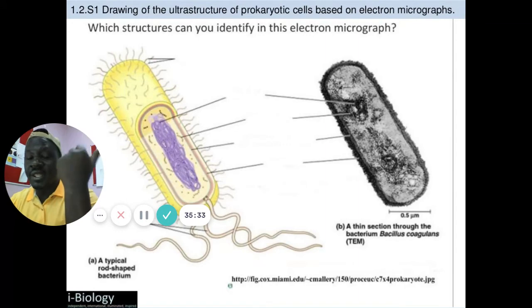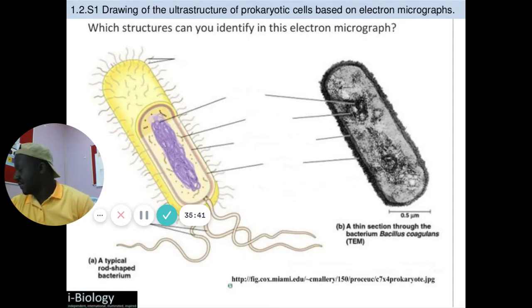Time for recalling. It's trivia time. So these two are drawings. A drawing of the outer structure of the prokaryotic cell. Which structures can you identify in this electron micrograph? I want us to pay attention to this more. What you see here is what? What you see here is this. How can you identify that this is a nucleoid?